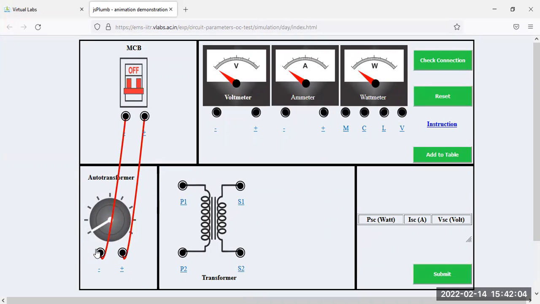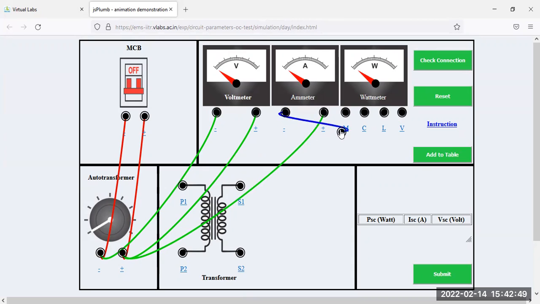For the measurement of this voltage, you need to connect one voltmeter in parallel. The positive polarity of this voltmeter is connected to the positive polarity of the auto transformer, and the negative polarity of this voltmeter to the negative polarity of the auto transformer. For the measurement of current during the short circuit test, we require one ammeter. Take the positive polarity of this ammeter to the positive polarity of the auto transformer, and from the negative polarity of the ammeter to the wattmeter M terminal.